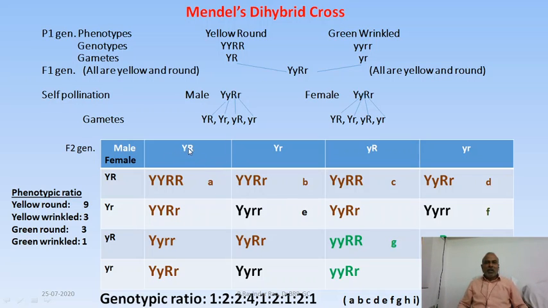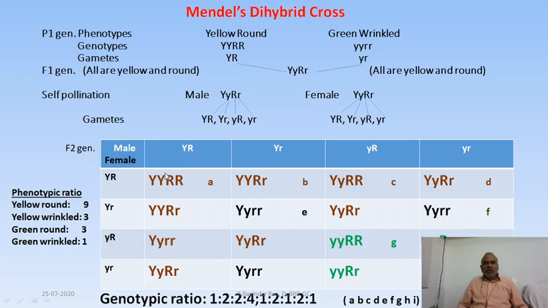When capital Y, capital R and capital Y, capital R are fertilized, then we get capital Y, capital Y, capital R, capital R. And likewise, capital Y, capital R, small r, and capital Y, small y, capital R, capital R. Likewise, capital Y, small y, capital R, small r, like this. All these are the same genotypes. So this is a different genotype, this is a different genotype, this is a different genotype. You see this diagonal.